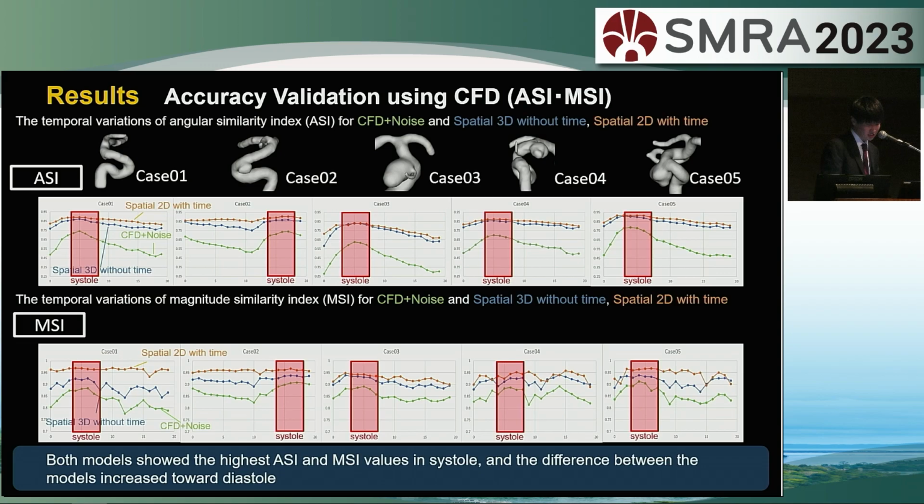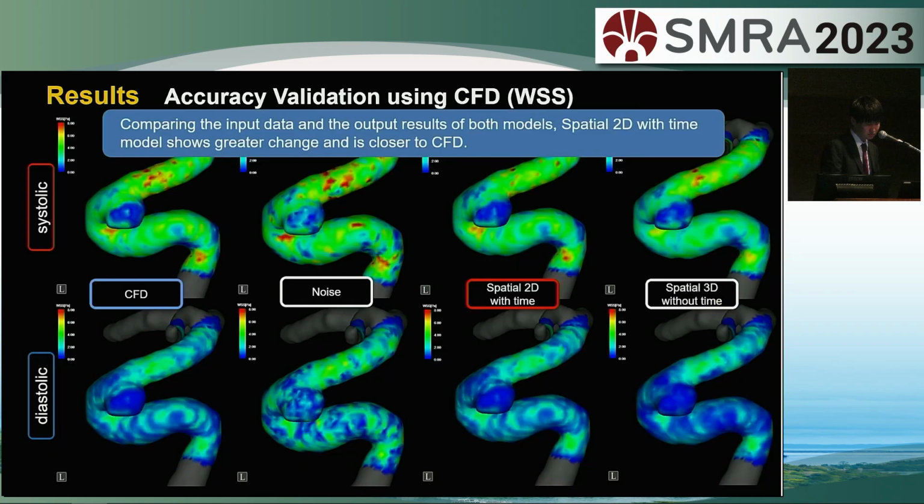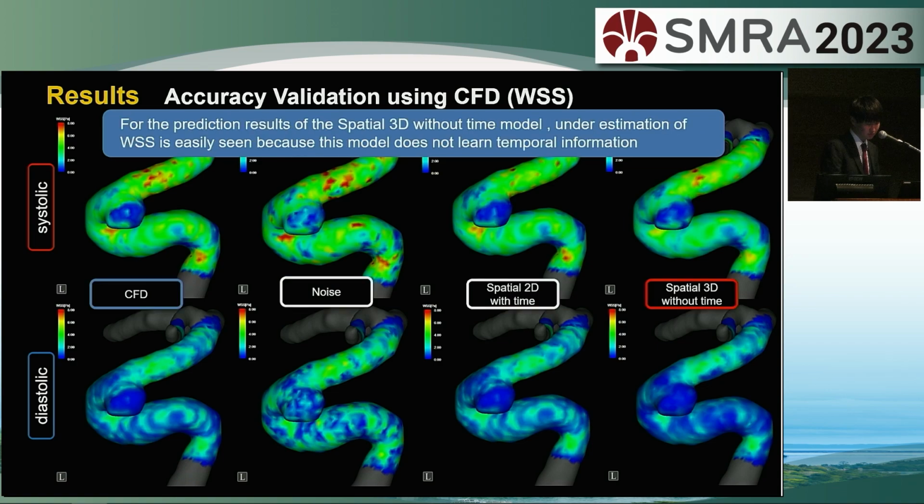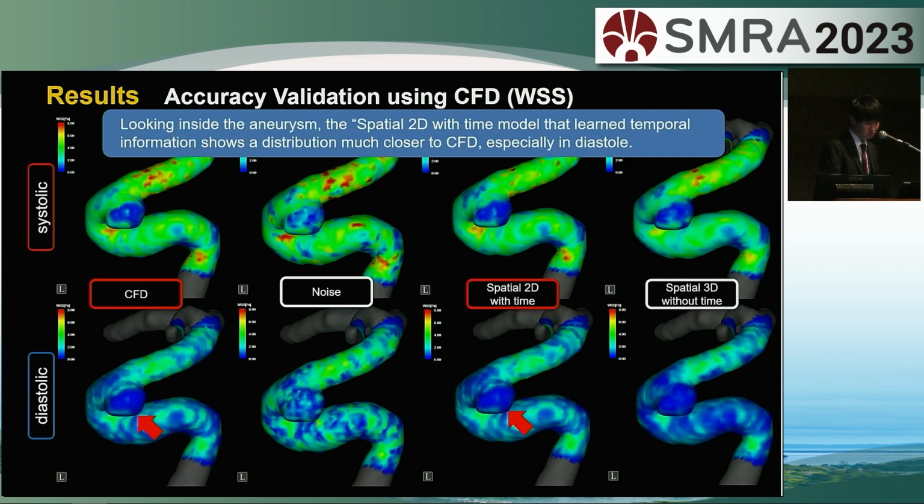Also, both models showed the highest ASI and MSI value in systole, and the difference between the models increased toward diastole. For WSS, the spatial 2D with time model is closer to CFD than the spatial 3D without time model, and it shows greater change from the input data. For the prediction results of the spatial 3D without time model, underestimation of WSS is easily seen because this model doesn't learn temporal information. Also, looking inside the aneurysm, the model that learns temporal information shows a distribution much closer to CFD, especially in diastole.